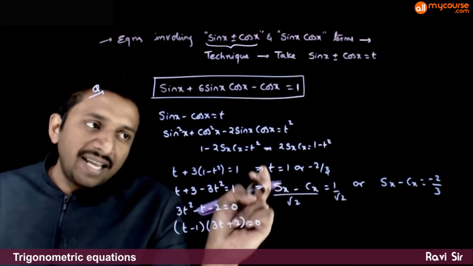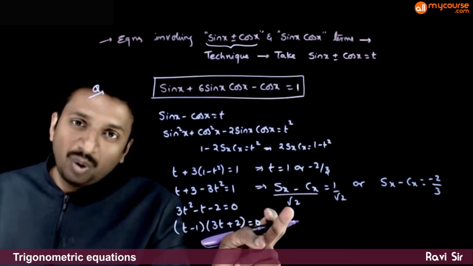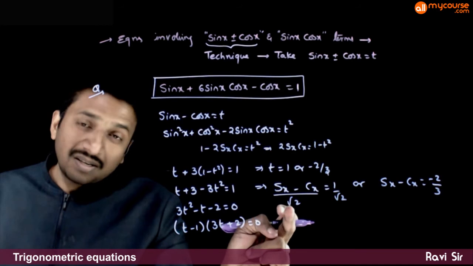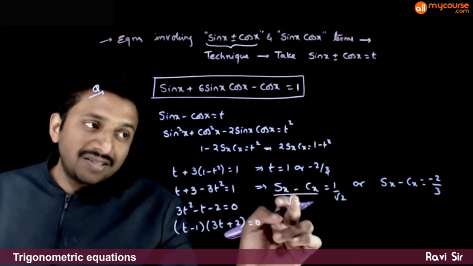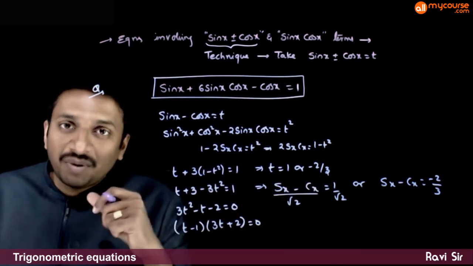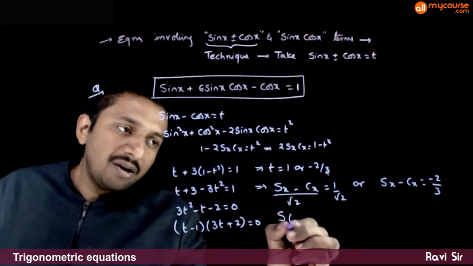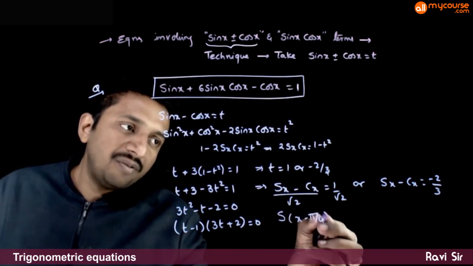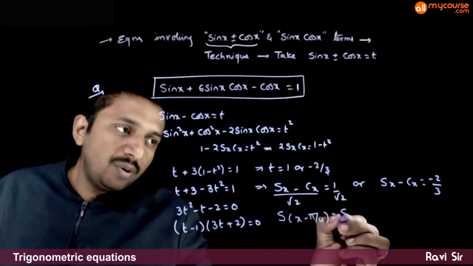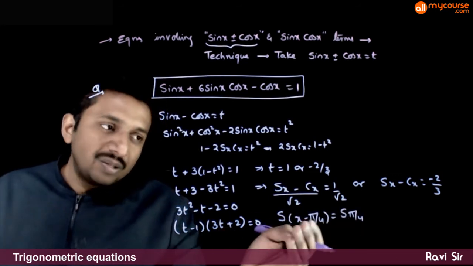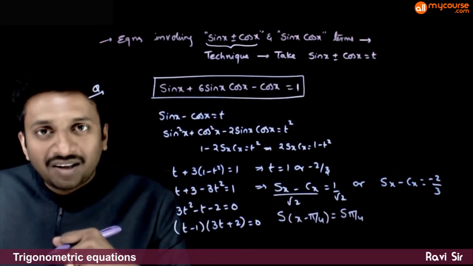So this becomes sin x into 1 by root 2, which is cos pi by 4, minus cos x into, next, 1 by root 2, which is sin pi by 4. So this can be written as sin of x minus pi by 4 is equal to 1 by root 2, which is nothing but sin pi by 4. So this has been converted into a standard question.